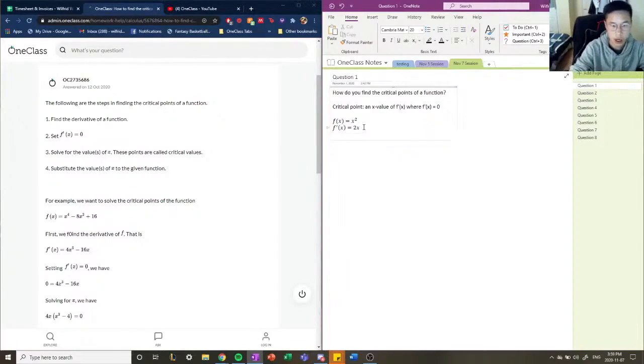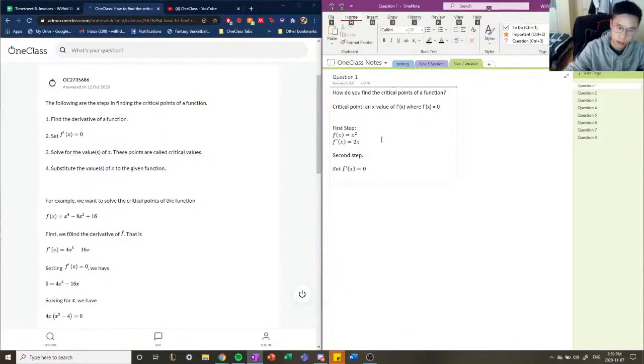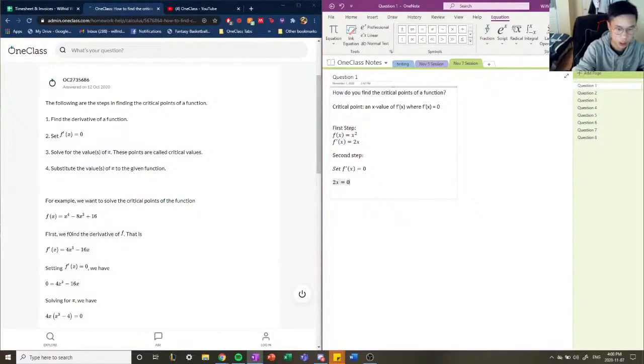We have found our derivative. So the next step that the junior tutor lays out here is set f prime of x to 0. So we're going to do that now. Second step, we're going to set f prime of x to 0. If we set f prime of x to 0, we have this resulting equation here. So we have 2x equals 0.